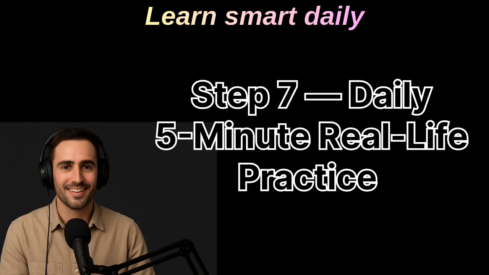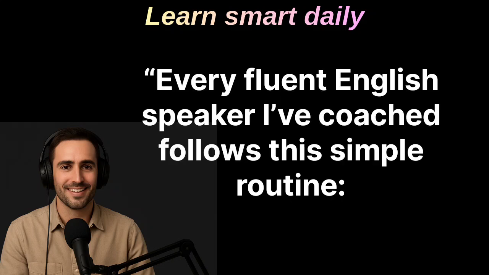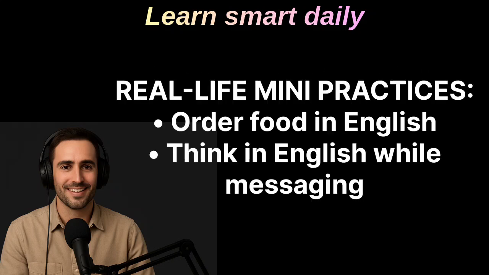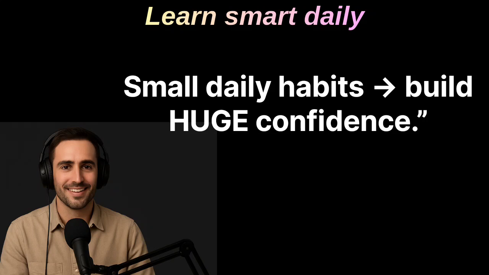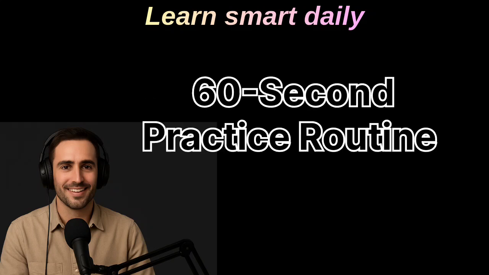Step 7. Daily 5-minute real-life practice. Every fluent English speaker I've coached follows this simple routine. Real-life mini practices. Order food in English. Think in English while messaging. Read English signs. Record 30-second English audio notes. Talk to yourself in the mirror. Small daily habits build huge confidence.